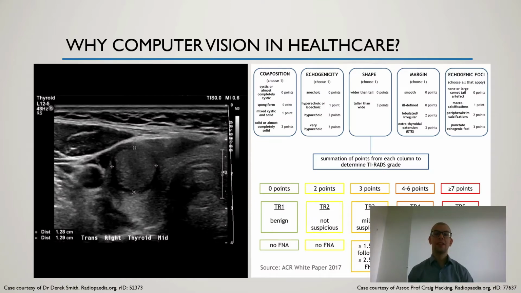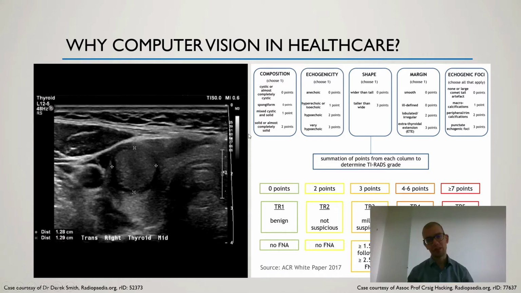So let's jump right into the topic. And the first thing you might ask yourself is, why use computer vision in healthcare? Well, as you know, in healthcare you have a lot of imaging modalities, a lot of diseases are diagnosed with imaging. And often what happens is that the radiologist or other doctor does an image, as you can see here on the left side. For example, this is an ultrasound image of the thyroid.